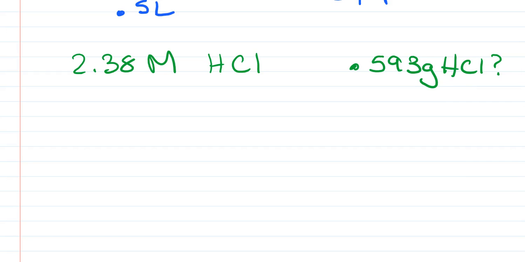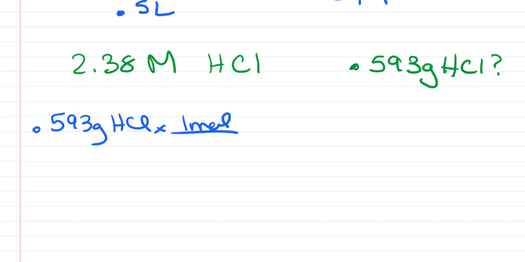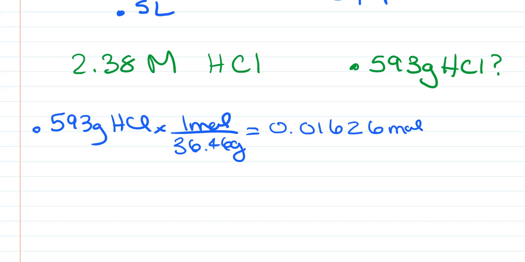So what's the first step we do? Convert grams to moles. So 0.593 grams of HCl times 1 mole over what's the mass? So what do we get for moles? 0.01626 moles.